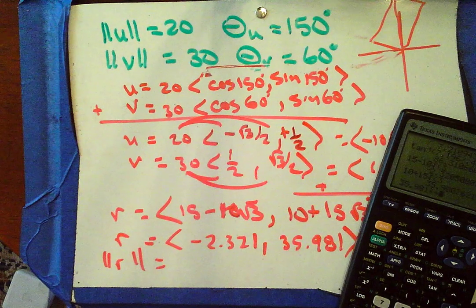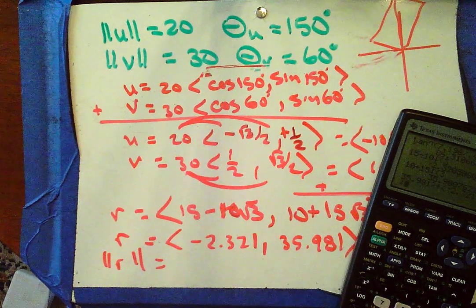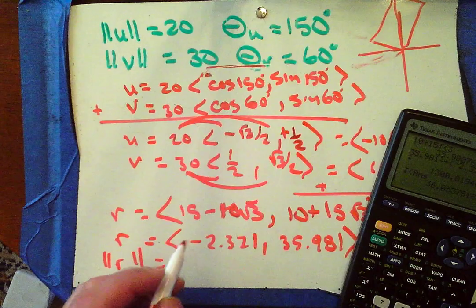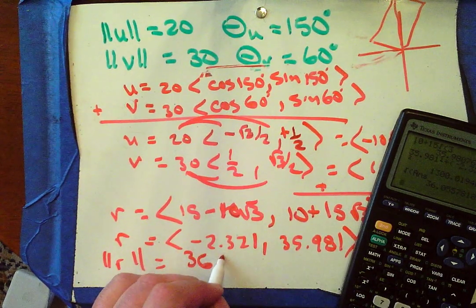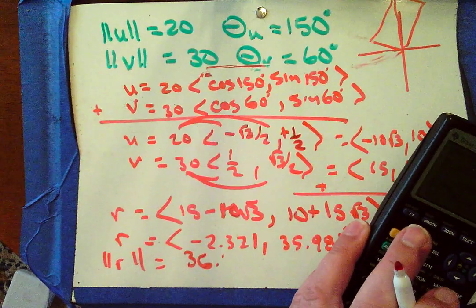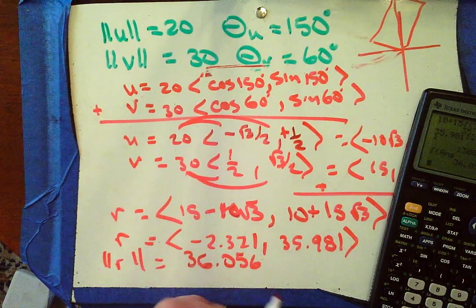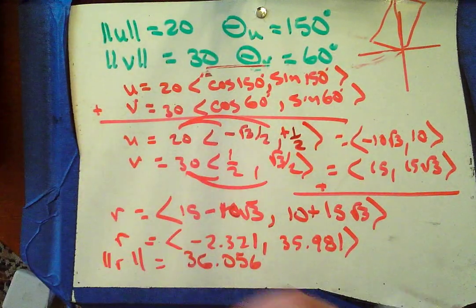35.981 squared plus negative 2.321 squared. Take the square root, and I end up with the magnitude of r is 36.056.